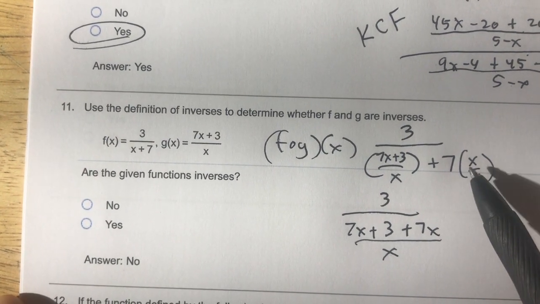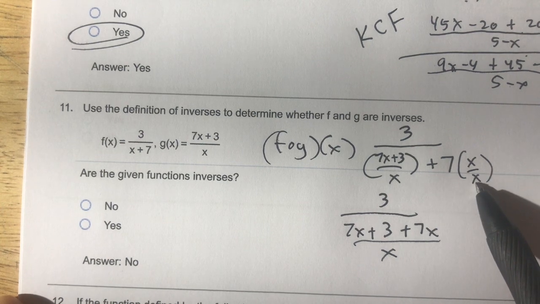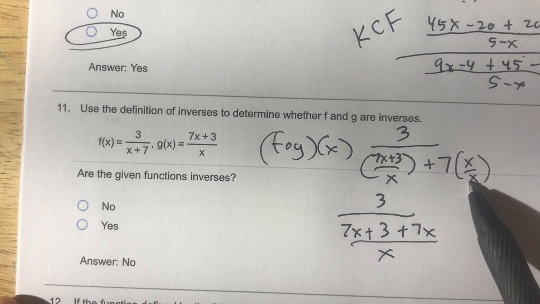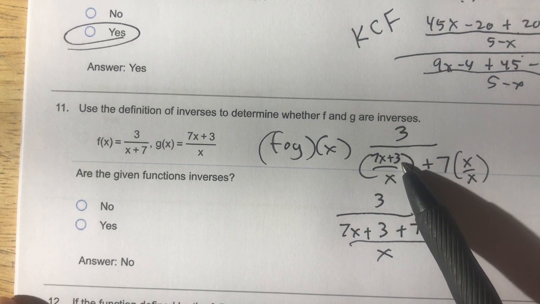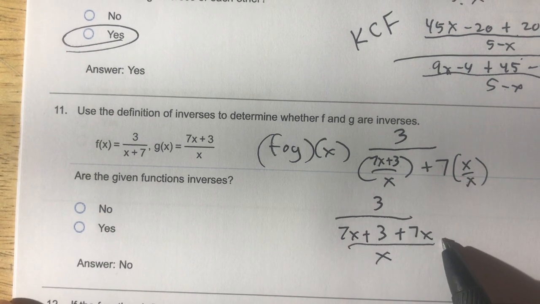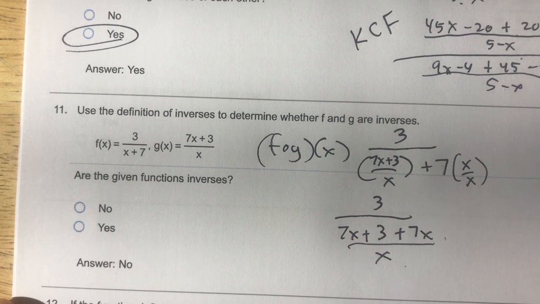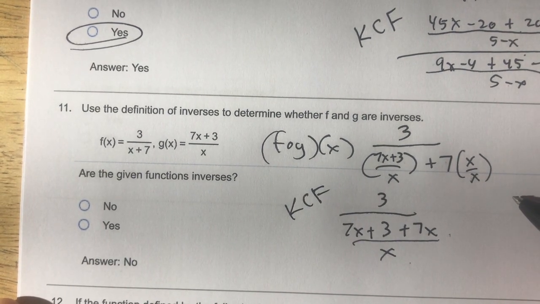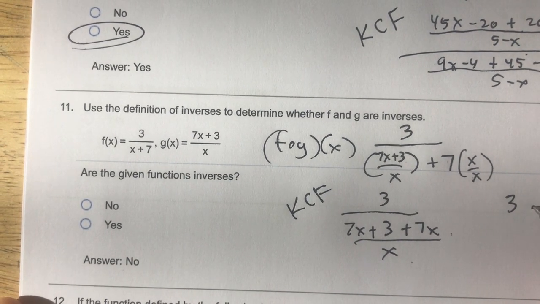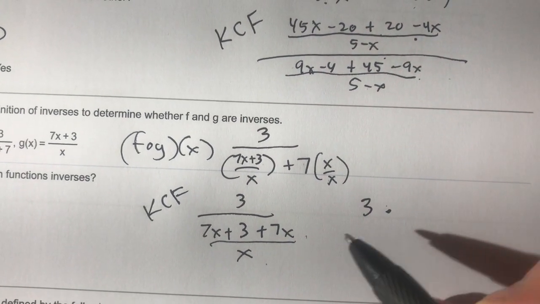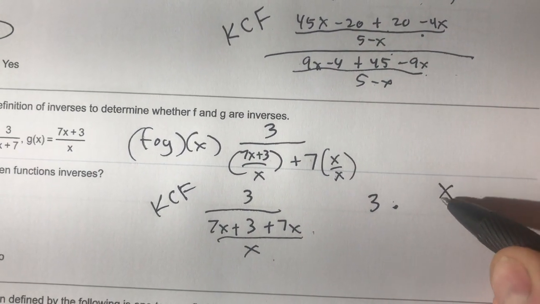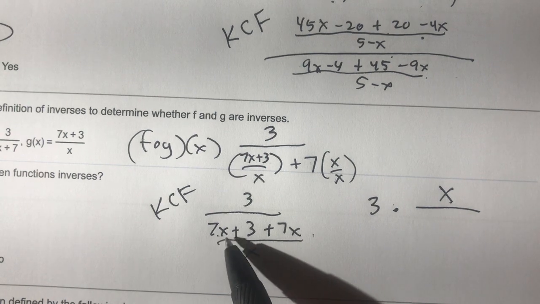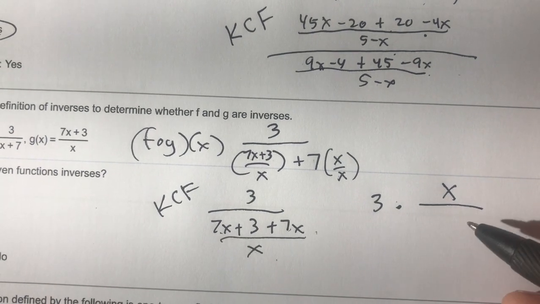Okay, because I've got common denominators here now. I had to multiply top and bottom by x, so I have the same denominators, which means I have 7x plus 3 plus 7x, all over x. And now I'm going to do the change flip. I'm going to keep my 3, put it over here, change to multiply, and flip this one, which means I have x over, and that's going to be 7 plus 7, 14x plus 3.